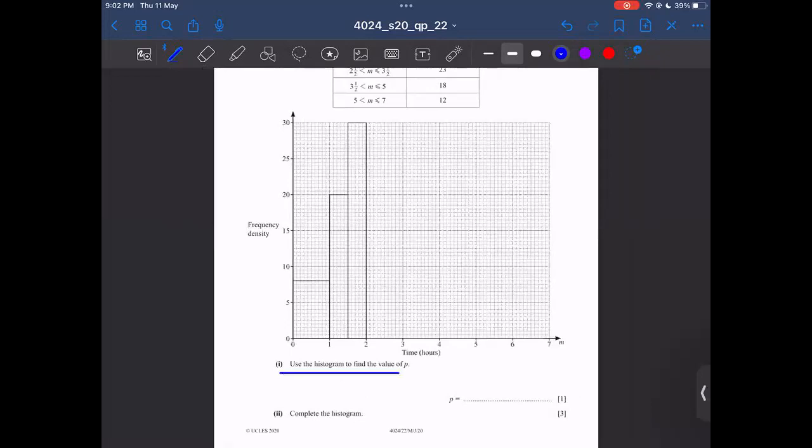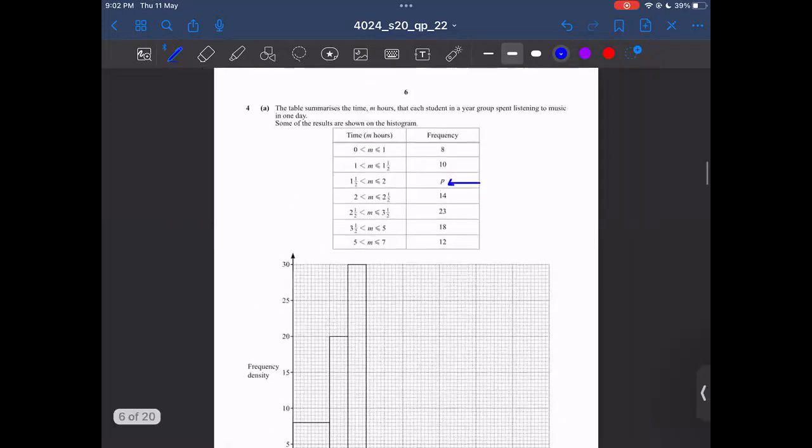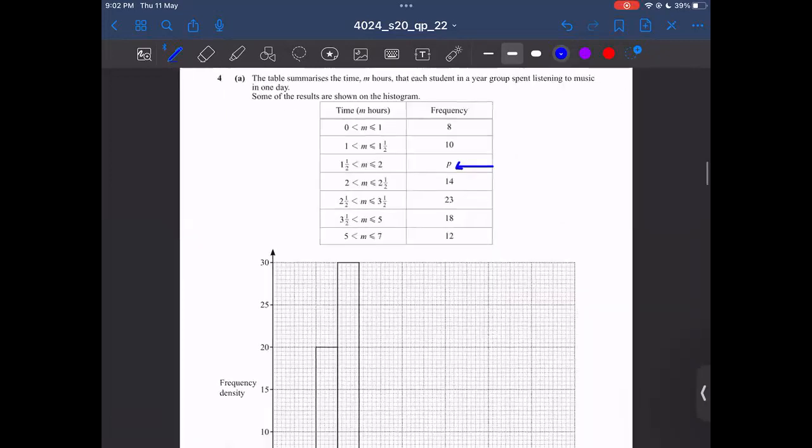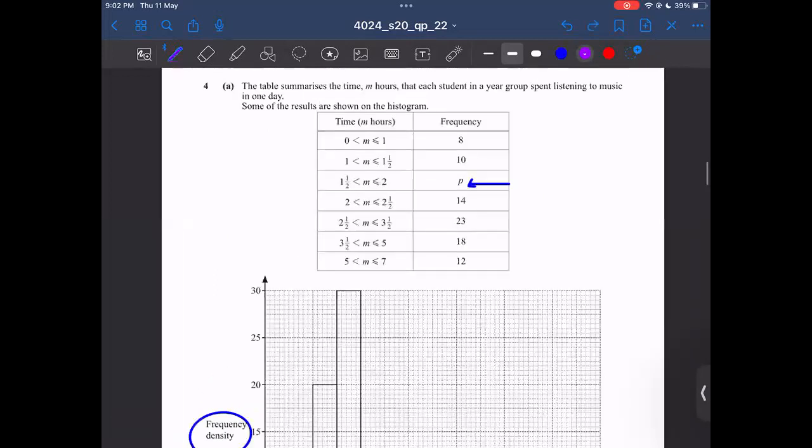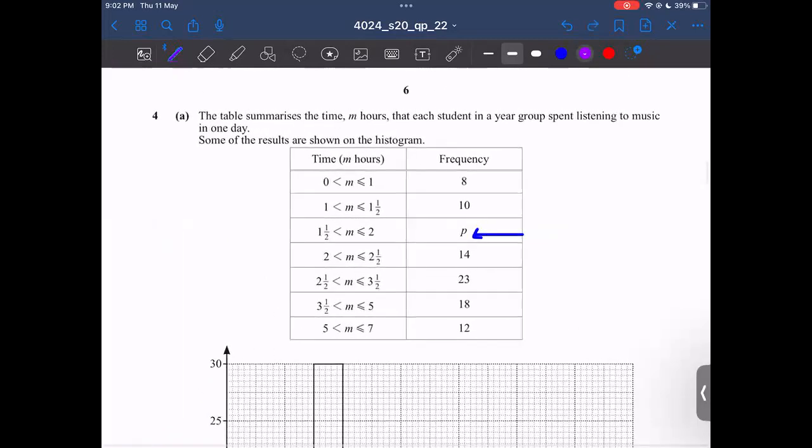Before moving on to find the value of P, you can see the histogram is of frequency density, not frequency. In the table we have frequency, but in the histogram we are basically plotting the frequency density. So I'm first going to check, and this is obvious, that the class interval widths are not going to be equal.